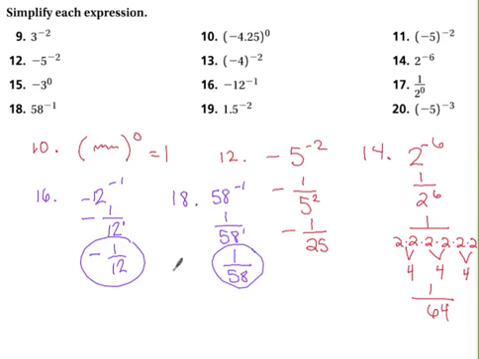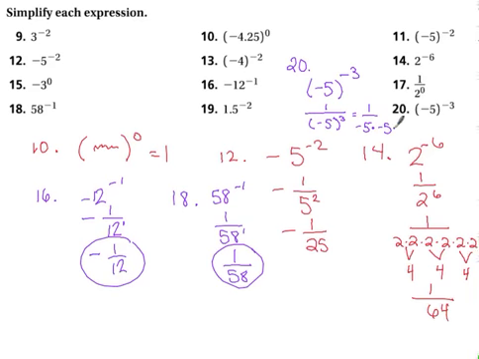Okay? Last but not least, let's take a look at 20. This is in parentheses. So it would be 1 over, and the negative 5, the whole thing goes down, raised to the third power. So this is 1 over negative 5 times negative 5 times negative 5, which gives me 1 over negative 125.